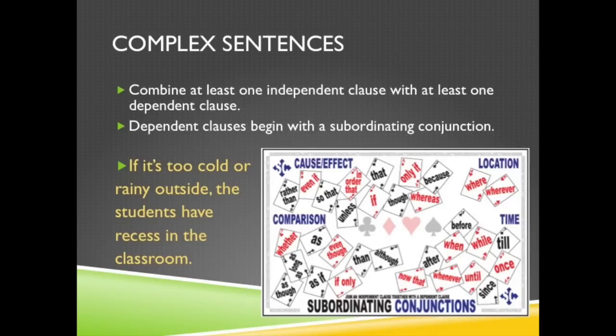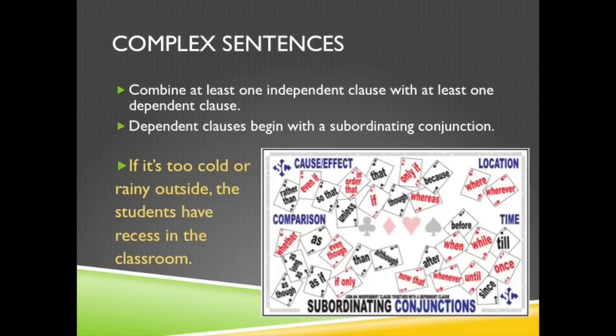The other element of a compound complex sentence that we need to review is the complex sentence part. Remember from last week that complex sentences combine at least one independent clause with at least one dependent clause. You can identify a dependent clause in a sentence because it usually begins with a subordinating conjunction. Remember, sometimes they start with a relative pronoun, but we mostly focused on subordinating conjunctions in our study of complex sentences.